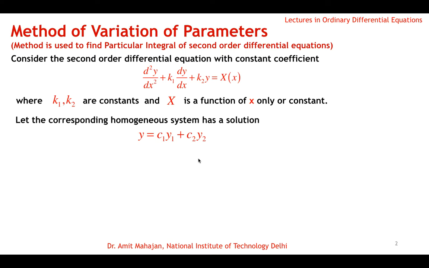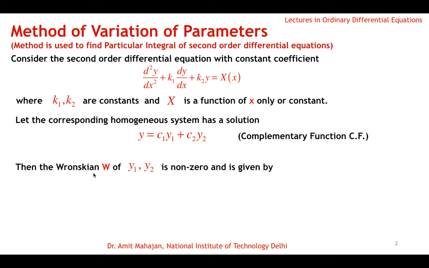Because y1 and y2 are two independent solutions, the Wronskian of y1 y2 will be non-zero. We know what the Wronskian is. It is the determinant of y1 y2 in the first row, and in the second row the derivative of y1 and the derivative of y2. If we calculate this determinant, which is y1 y2 dash minus y2 times y1 dash, it must be non-zero because y1 and y2 are two independent solutions.